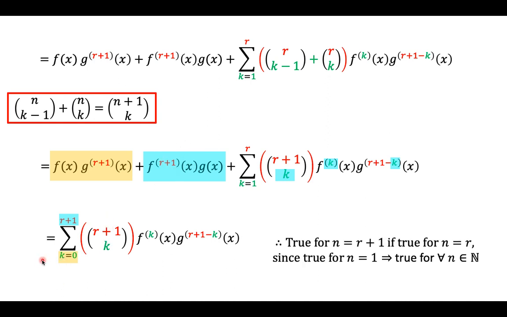And that is exactly the result that we're trying to prove. Because if we go back to the beginning, this is exactly what we were trying to prove, but where I see r, I have r plus 1. And therefore, we can now conclude that it's true for n equals r plus 1 if true for n equals r. And since it was true for n equals 1, this implies that it's true for all n belonging to the set of natural numbers. And that's the end of the proof.